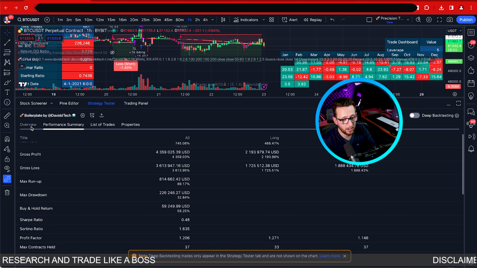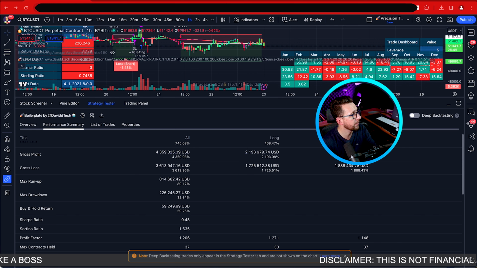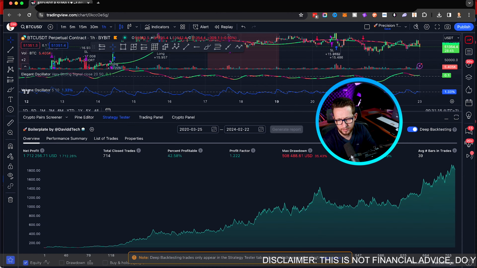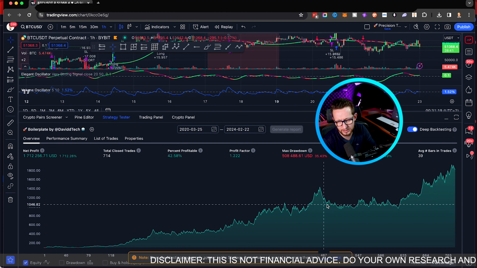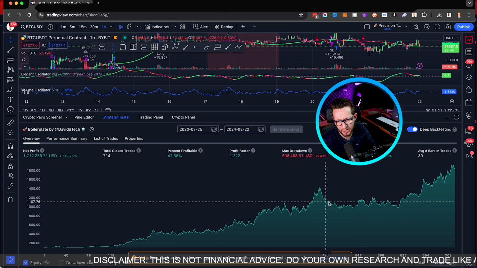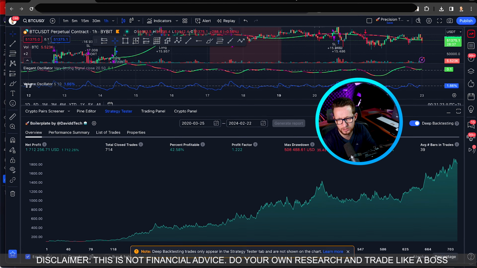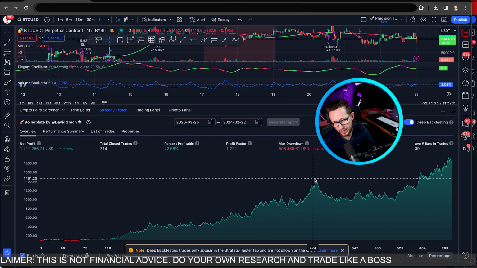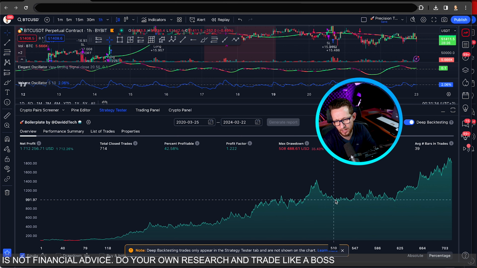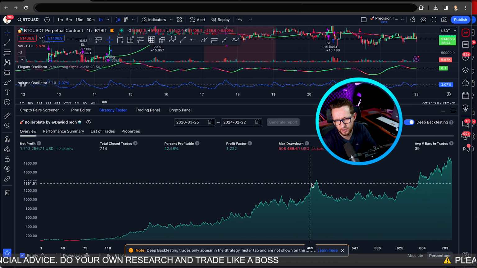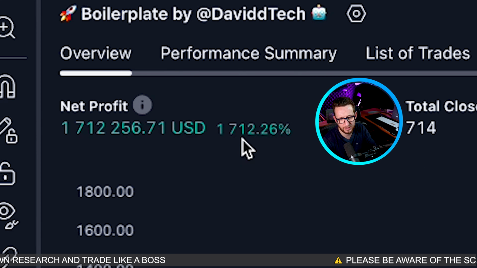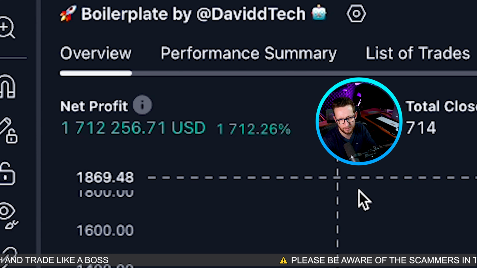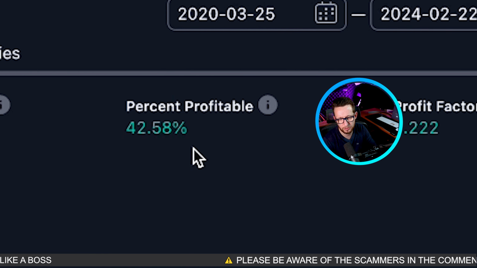Seems good to me. I also have a couple of other optimizations of these going on in the background, as you can see here. This one is slightly more profit, but there was a big drawdown here. This one's on deep backtesting as well. It has a kind of big peak here where it actually dips and then comes back up and actually goes higher than the high. Yeah, so it depends on which one you prefer. This one has 1,712% net profit and a 42% win rate.